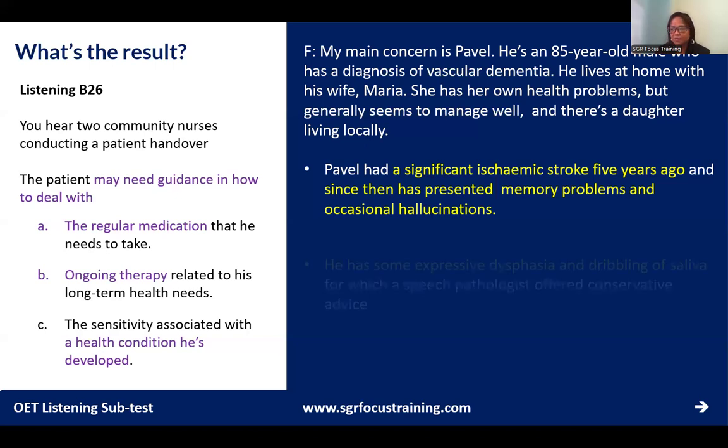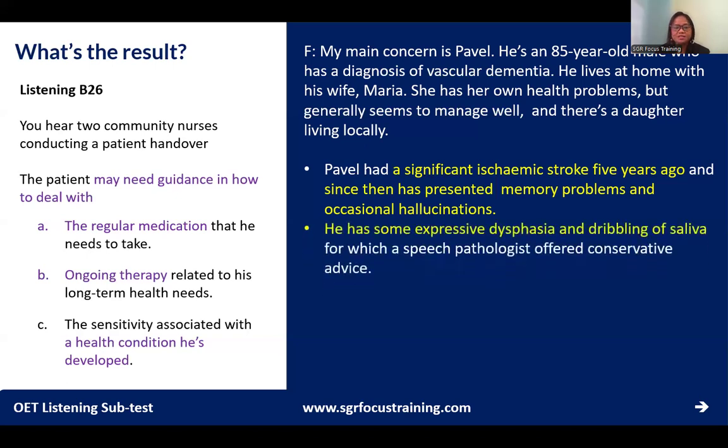Let's continue listening. The next thing that the nurse informed us is that Pavel has expressive dysphagia and dribbling of saliva, for which a speech pathologist offered conservative advice. Again, we do not have any regular medication yet. We do not have an ongoing therapy, and we do not have a medical condition. All we heard was that he got advice, okay? No therapy yet. Again, we continue listening.